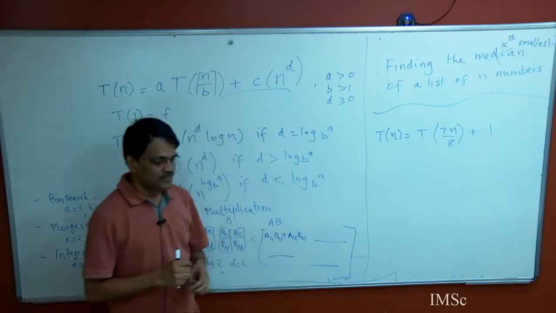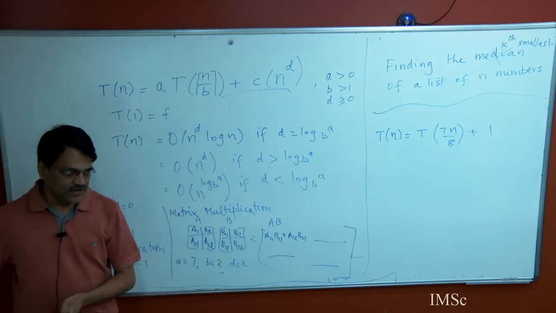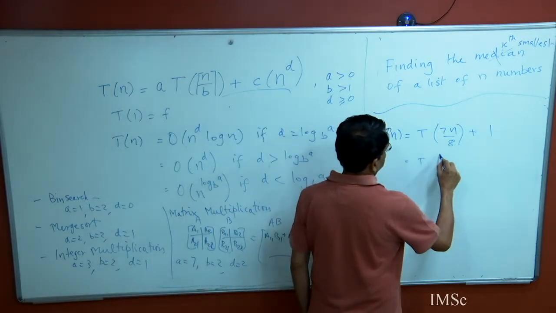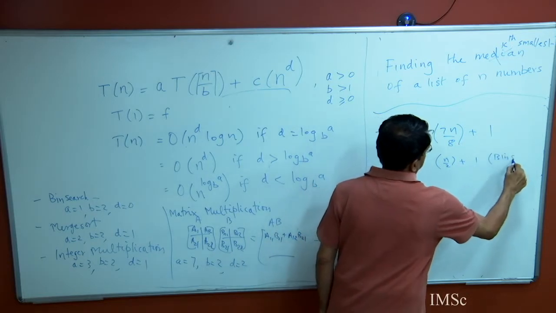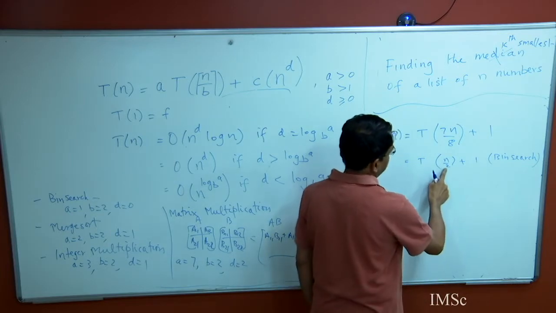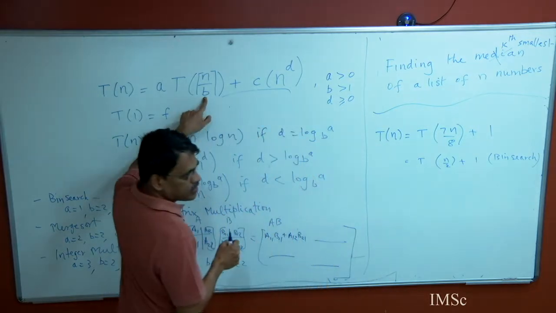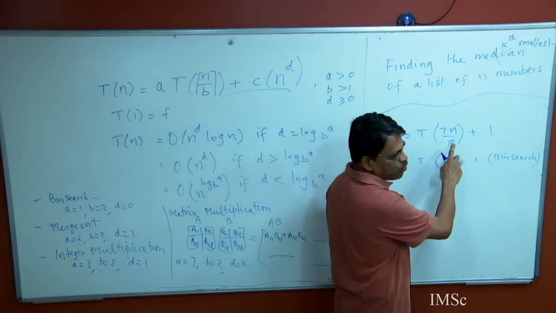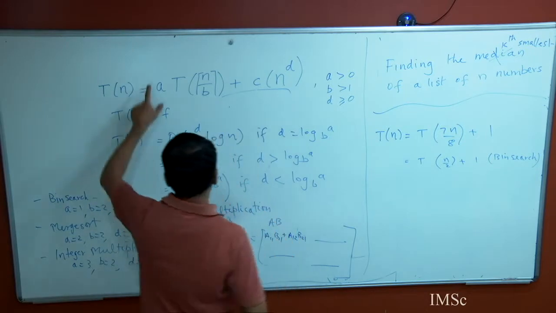8 instead of 1. Okay, so the argument is the same as binary search, except instead of 2. So in binary search, what would we have? We had T of n by 2 plus 1, which we know is log n. So what I have here is instead of 2, remember b is whatever is in the denominator. Instead of 2, I have something slightly larger than 1, and a is 1 anyway.